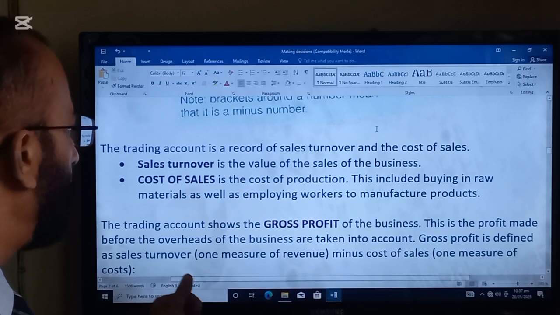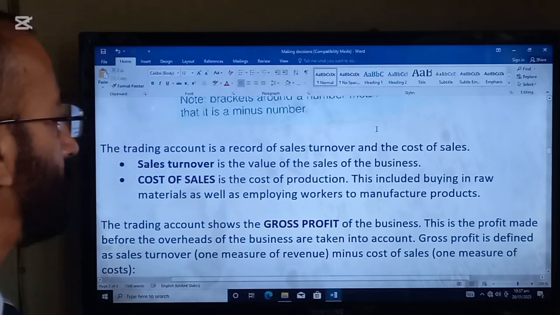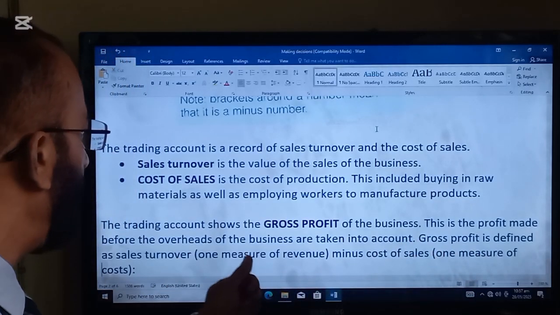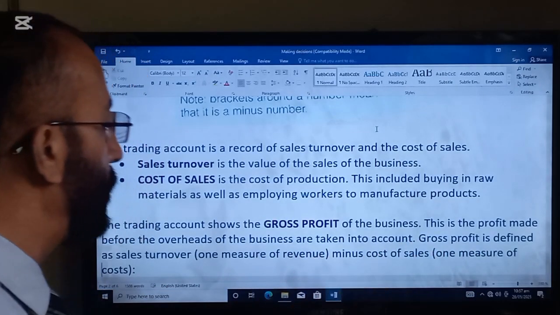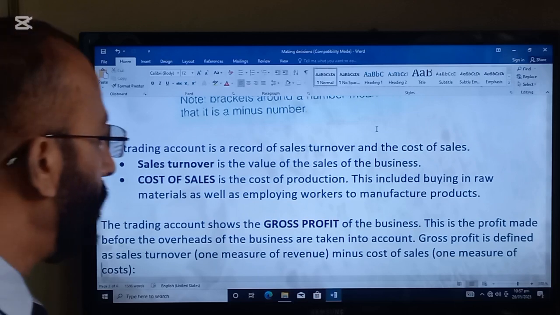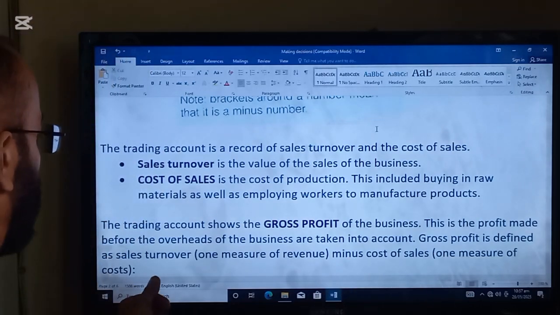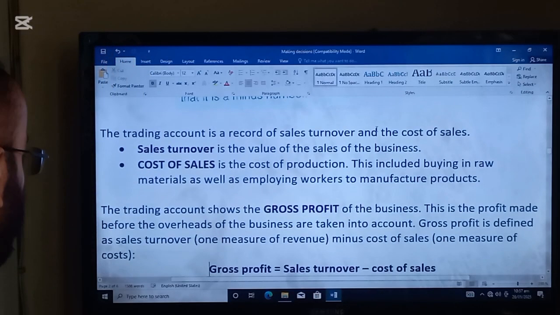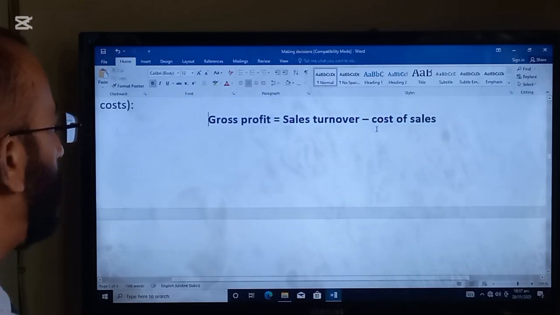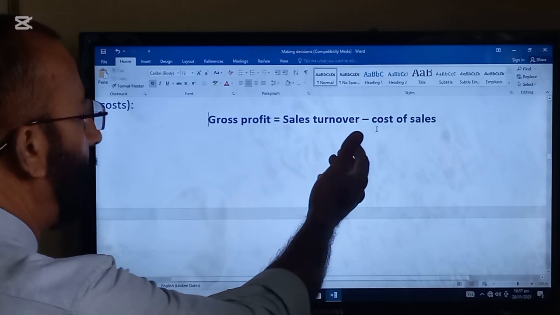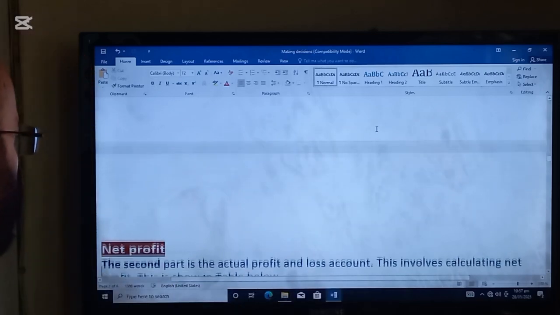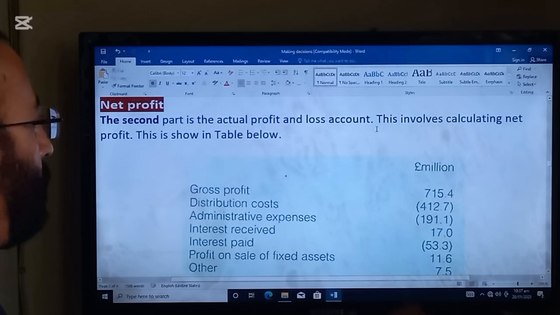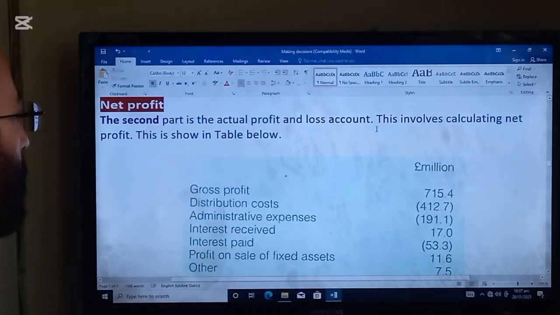The trading account shows the gross profit of the business. This is the profit made before the overheads of the business are taken into account. Gross profit is defined as sales turnover minus cost of the sales. And the formula is here. Gross profit is equal to sales turnover minus cost of the sales. Next part of the profit and loss account is net profit.